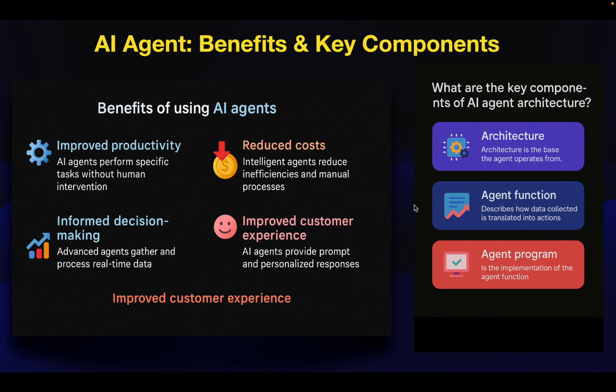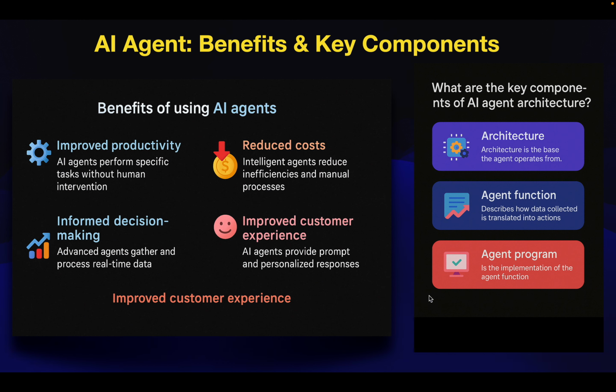Now let's talk about the key components of an AI agent architecture. To build and understand an AI agent, you need to know its basic structure, or what we call architecture. The first is the architecture itself, which is the foundation. This is the base from which the agent operates, and it defines the environment and constraints. The second is the agent function. This is where the real intelligence kicks in. It defines how the agent interprets data and turns it into decisions or actions. The final one is the agent program. This is the actual implementation: the code or system that executes the logic of the agent.